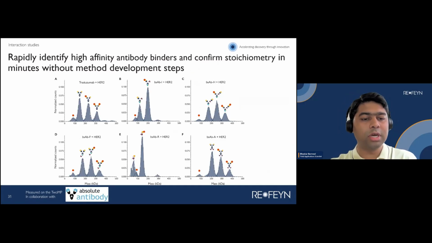So this data was done in collaboration. We obtained this data in collaboration with Absolute Antibody. And here is a panel of bispecific antibodies which were tested for their ability to bind HER2. As you can see in these pictures, the stoichiometry of the antigen-antibody interactions has been determined within minutes without any method development steps. So you can see the 1:1, 1:2 stoichiometries in these 4 pictures, and in these 2, you can see 1:1 binding. So it's a pretty rapid method of getting the data without developing any new method for that.